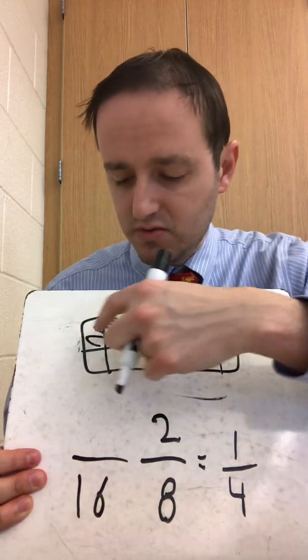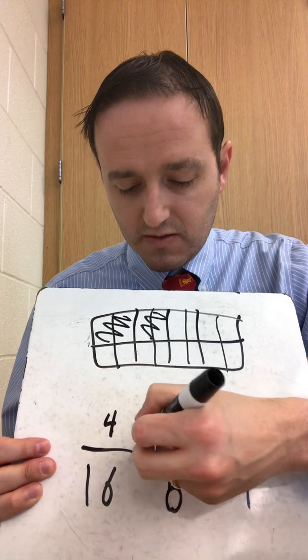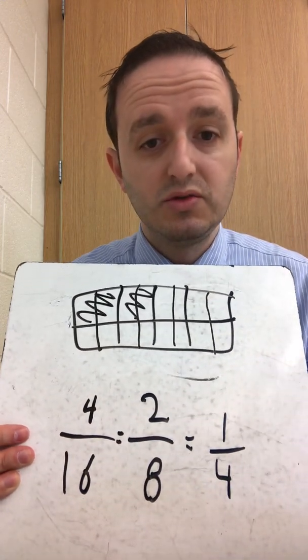How many are shaded in now? 1, 2, 3, 4. 4/16 is equal to 2 eighths is equal to 1/4.